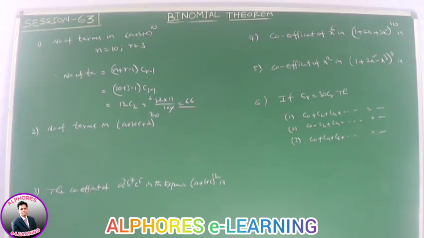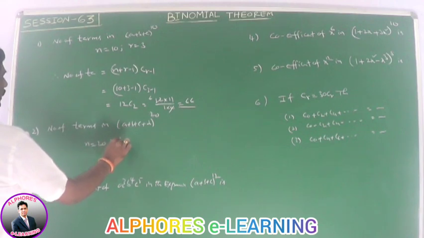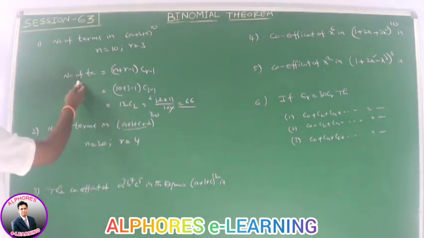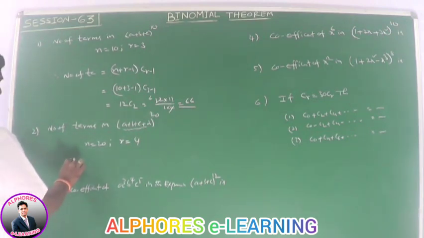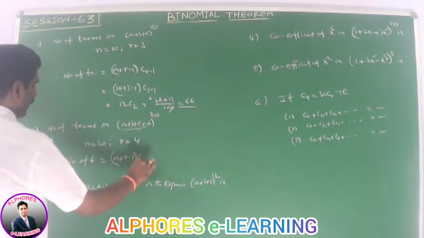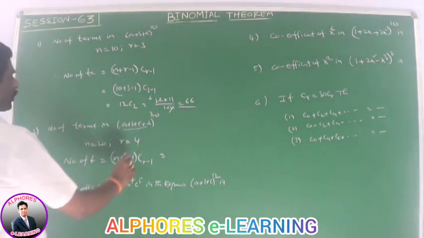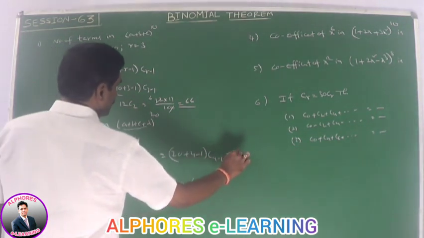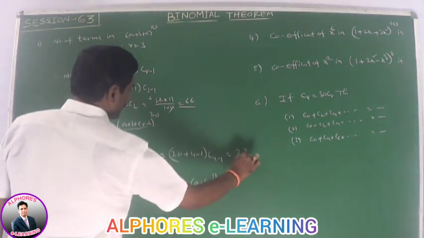Next, second one. Number of terms in the expansion a plus b plus c plus d whole power 20. Here, what is the value of n? n is equal to 20. What is the value of r? Number of terms in the multinomial is 4. Therefore, number of terms is equal to n plus r minus 1 c r minus 1. Same formula. What is that value? 20 plus 4 minus 1 c 4 minus 1. That is equal to 23 c3.